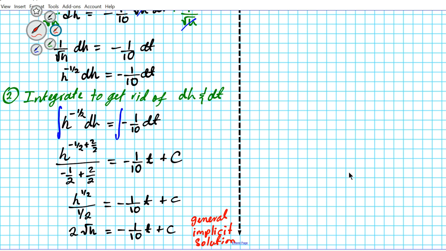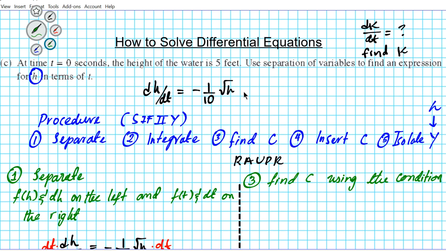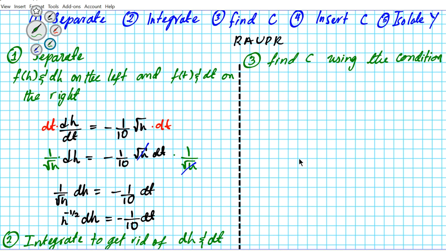All right, so let's move on to part 3. For part 3, we're going to be looking at determining what this C value is. So let's write that down. So 3, we're going to find C using the initial condition. What initial condition were we given here? We were told that, what were we told? I don't remember. It says at t equals 0, the height is 5. Excellent, that's what we want.